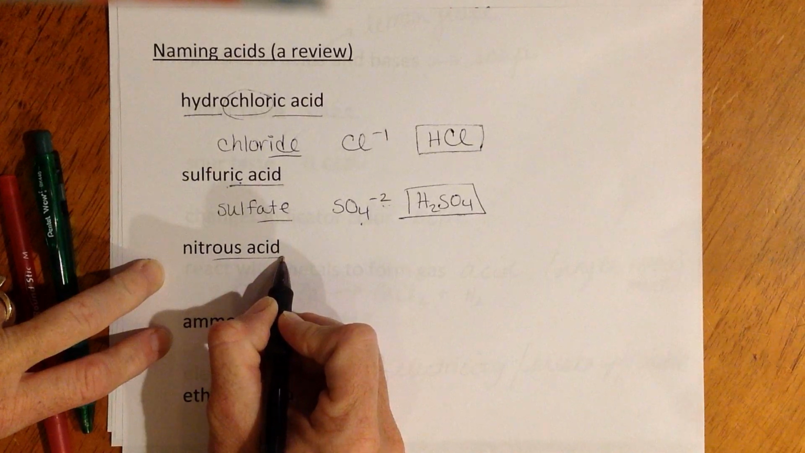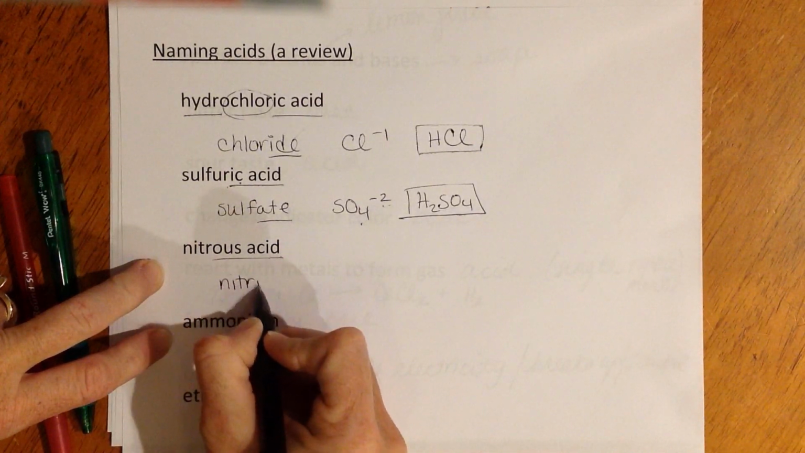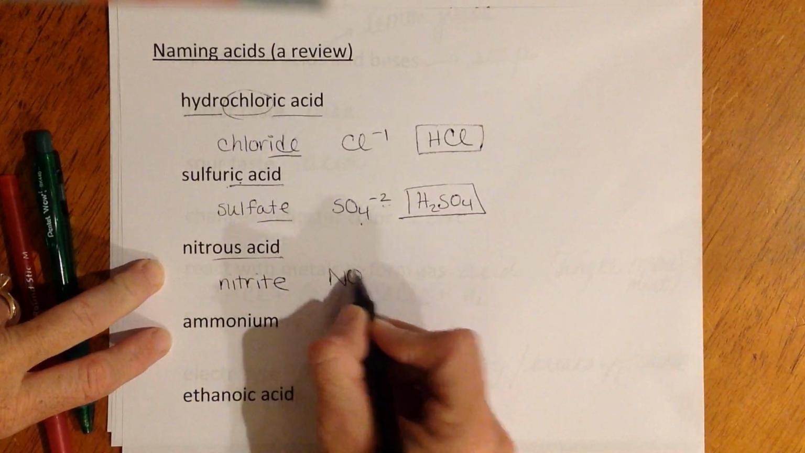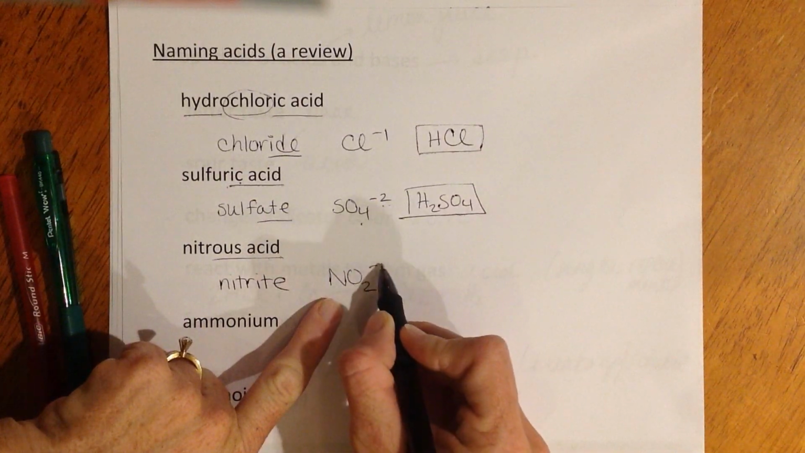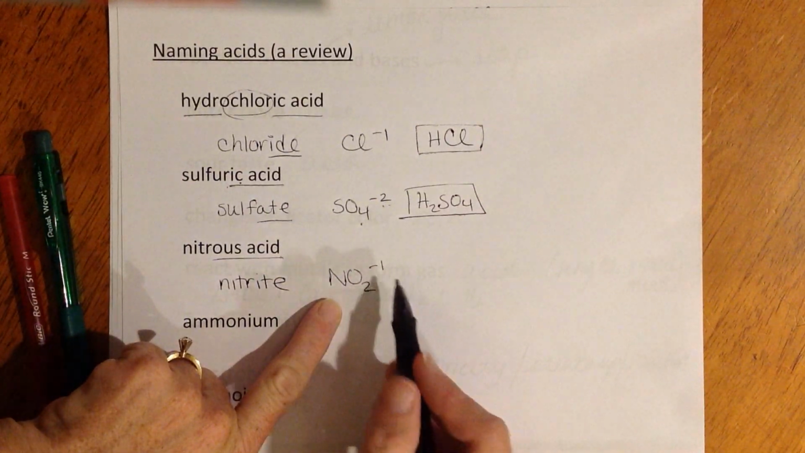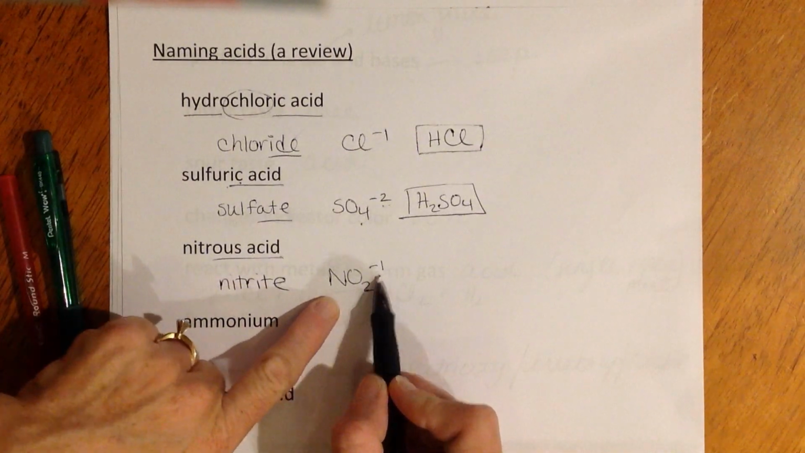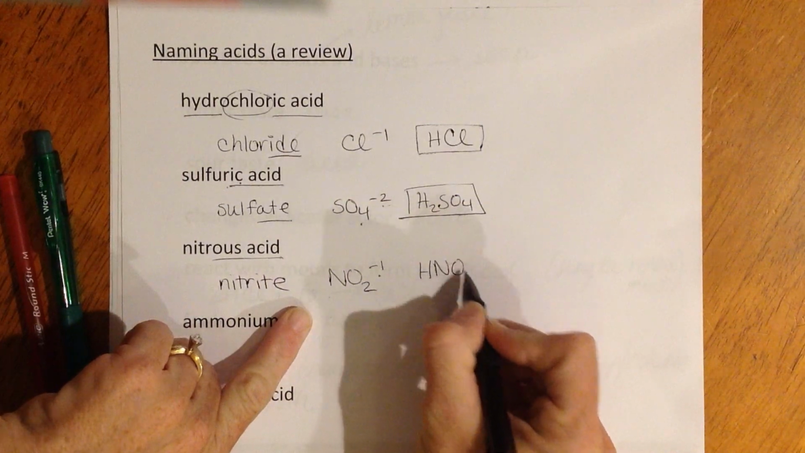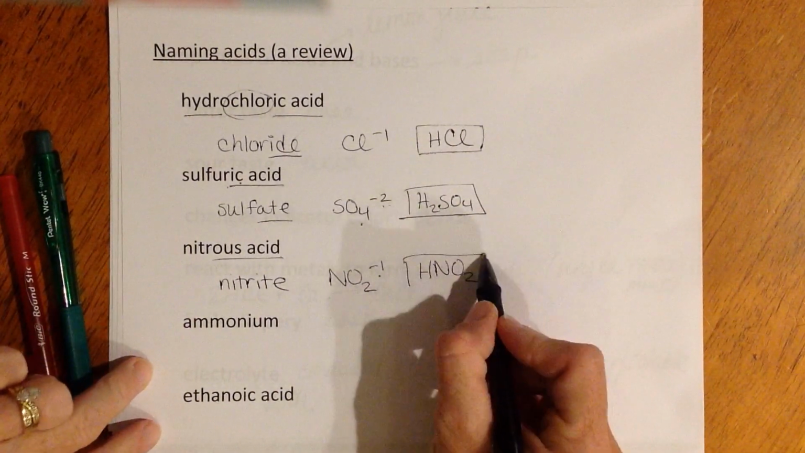Nitrous acid, ous acid means it used to be ite. And once again, you review these frequently. So nitrite is NO2-1. You'll need 1 H to undo the charge of the -1. So you'll put 1 H in front and you get HNO2. And that's your final answer for that acid.